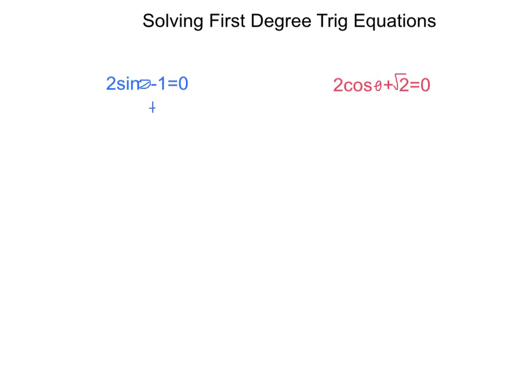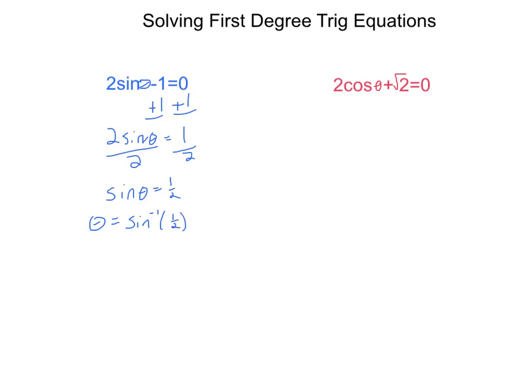We'll add 1 to both sides, and we'll just keep working to get the sine of theta by itself. Alright, so we'll divide by 2, and you end up with the sine of theta is equal to 1/2. Now this is where our work with inverse trig comes from. We know if we want to find out what angle theta is, we have to take the inverse sine of 1/2.